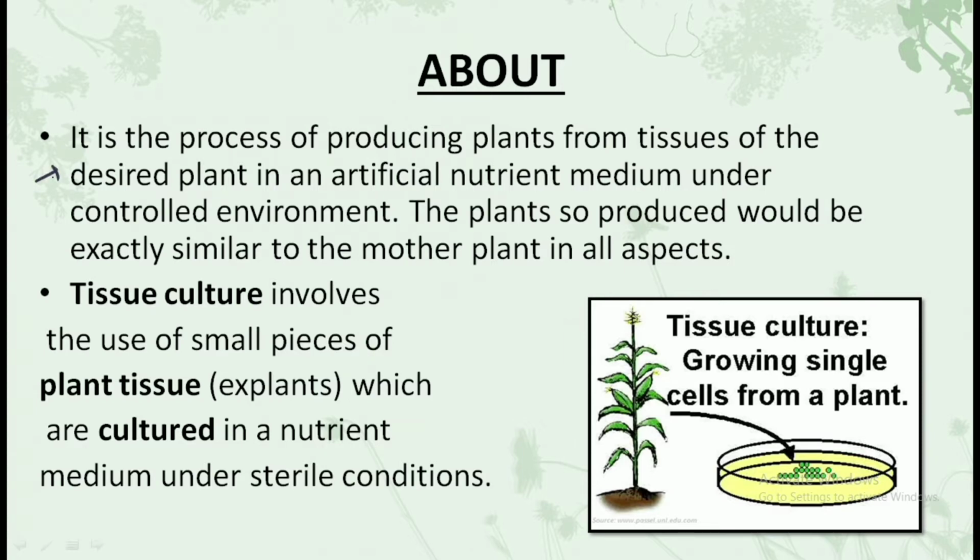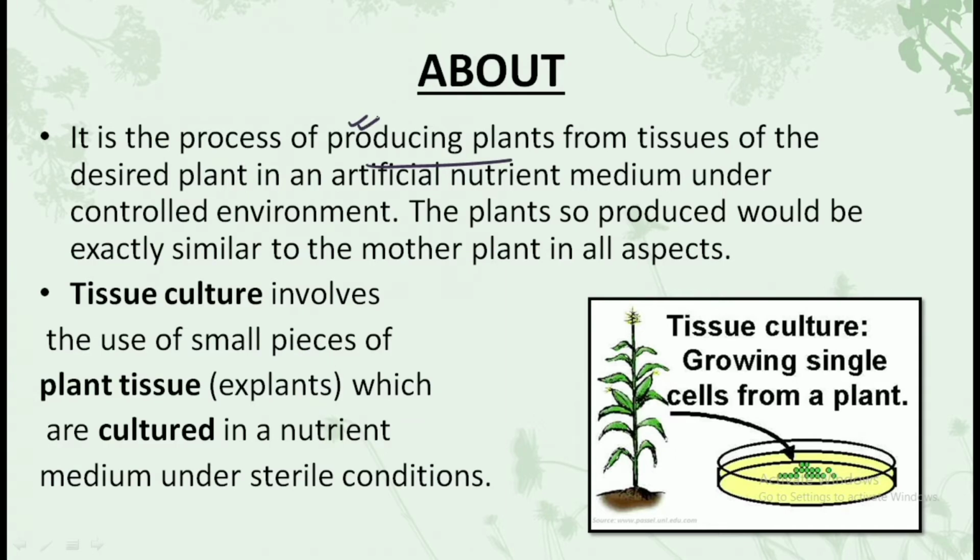So plant tissue culture is a process of producing plants from the tissues of the desired plants in an artificial nutrient medium under a controlled environment. The plants that are produced are exactly similar to the mother plant in all aspects. So this one definition defines the complete plant tissue culture in one go. So let's just break it into parts. It is a process of producing plants.